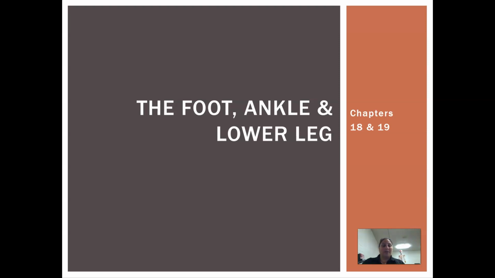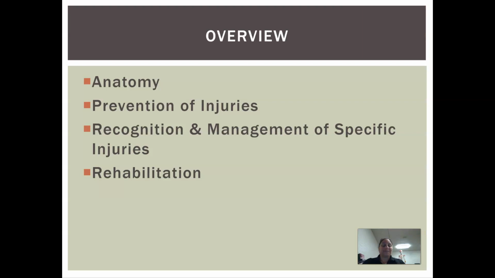But today we're going to talk about chapters 18 and 19, specifically the foot, ankle, and lower leg. So a little bit of overview for our class today. We'll be talking about the anatomy of the foot, ankle, and lower leg, and I know we're about 50-50 in our class on whether or not you've already taken anatomy, so hopefully this is a good review for some of you, and for others it's a good precursor to what you're going to get into. We're also going to talk about prevention of injuries. We know that that's one of the domains of athletic training. If we can prevent injuries from occurring, we're going to minimize any type of days lost for either sport or their activities of daily living.